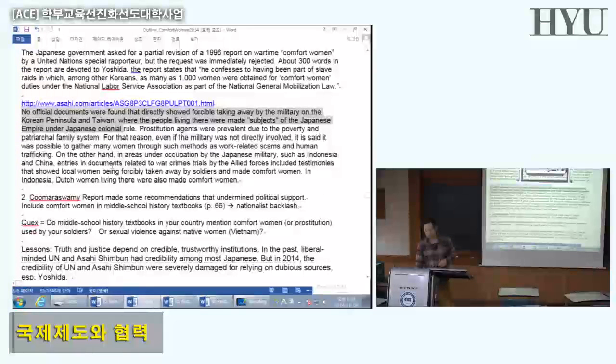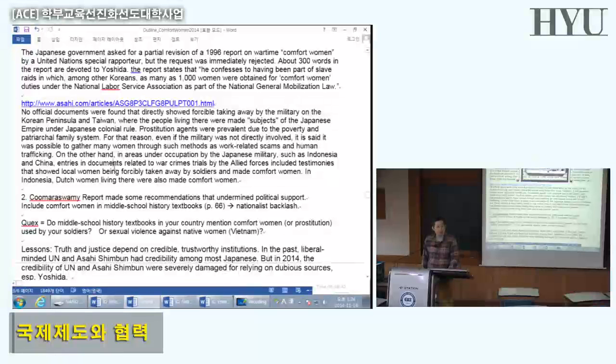No official documents were found that directly showed forcible taking away by the military on the Korean Peninsula and Taiwan, where the people living there were made subjects of the Japanese Empire under Japanese colonial rule. Prostitution agents were prevalent due to the poverty and patriarchal family system. For that reason, even if the military was not directly involved, it is said it was possible to gather many women through such methods as work-related scams and human trafficking. On the other hand, in areas under occupation by the Japanese military such as Indonesia and China, entries in documents related to war crimes trials by the Allied forces included testimonies that showed local women being forcibly taken away by soldiers and made comfort women. In Indonesia, Dutch women living there were also made comfort women.